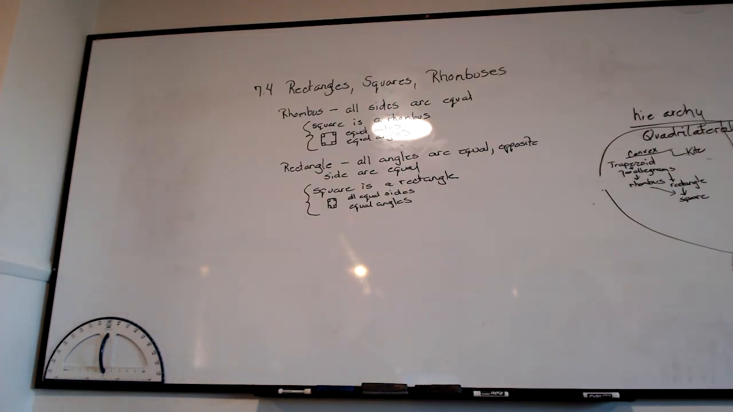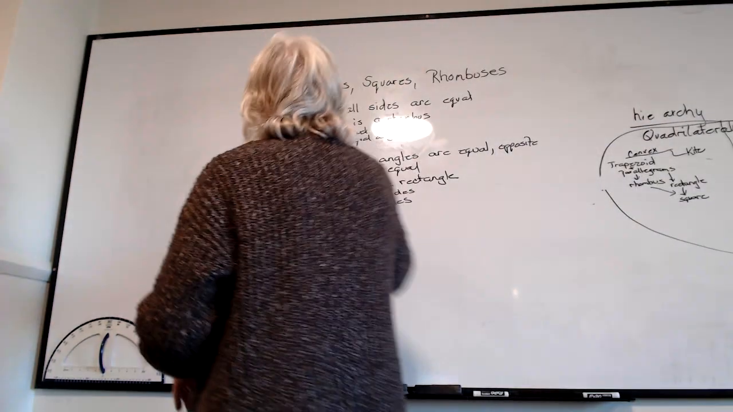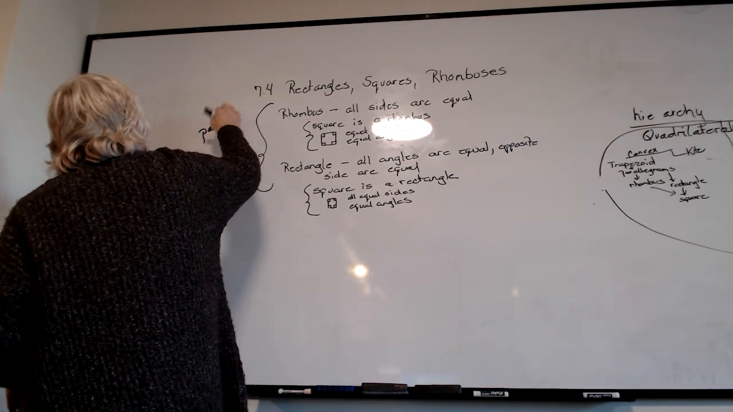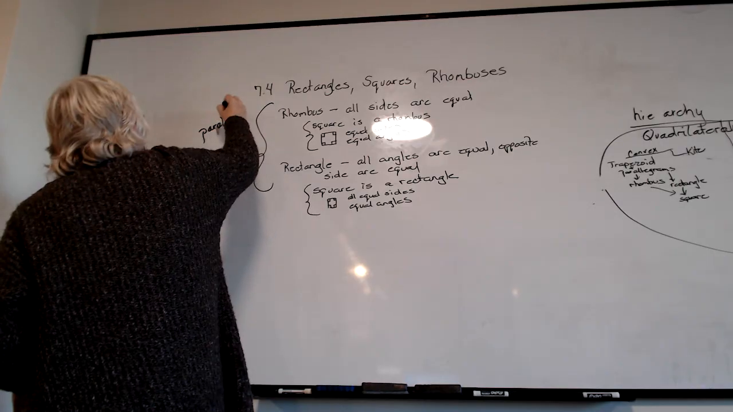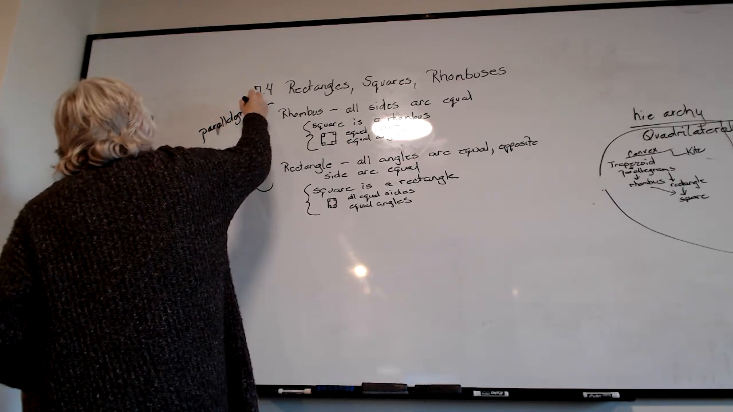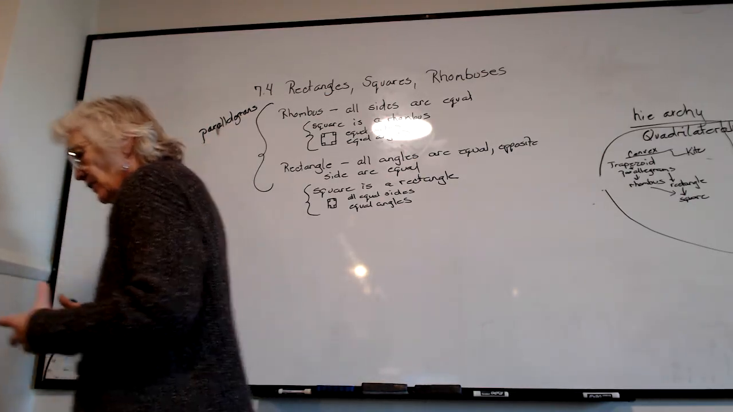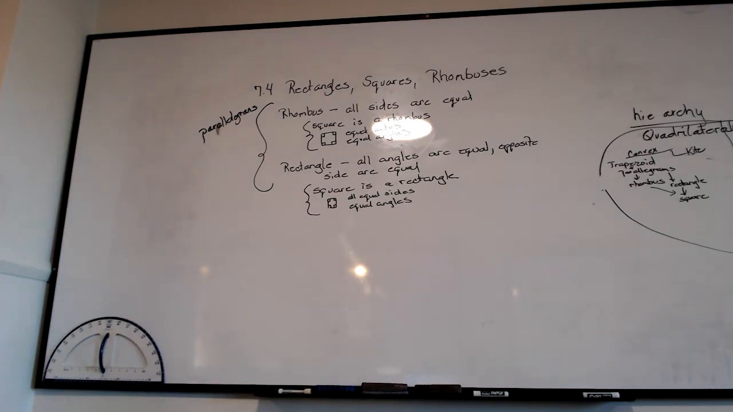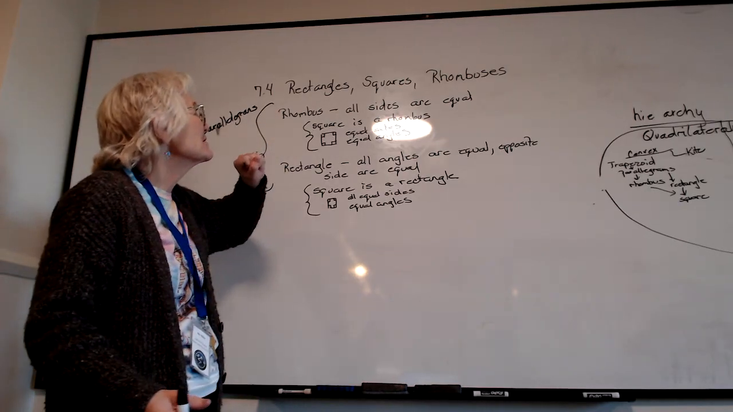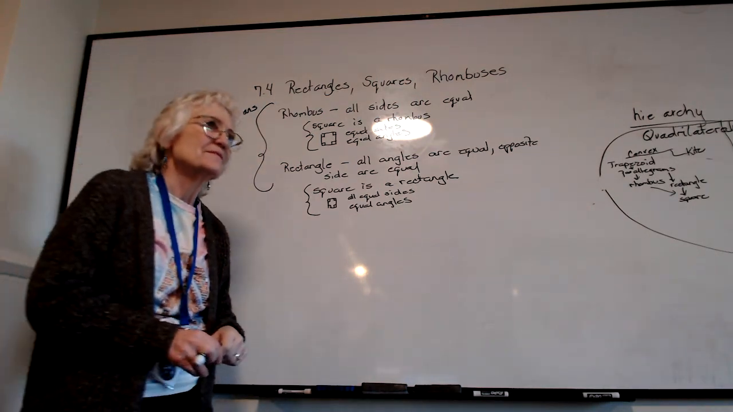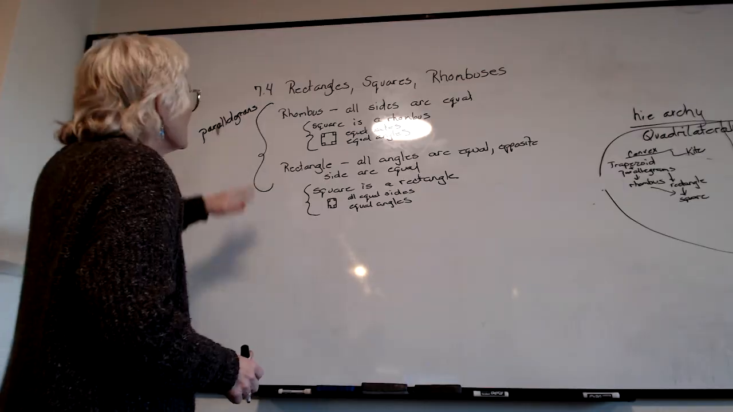Basically, both of these fit into parallelograms. So rhombuses and rectangles are parallelograms. If you have a rhombus or a rectangle, you're going to have a parallelogram, which is what I told you before in the parallelogram section, that rhombuses and rectangles all fit in there, and squares. So these are all parallelograms.